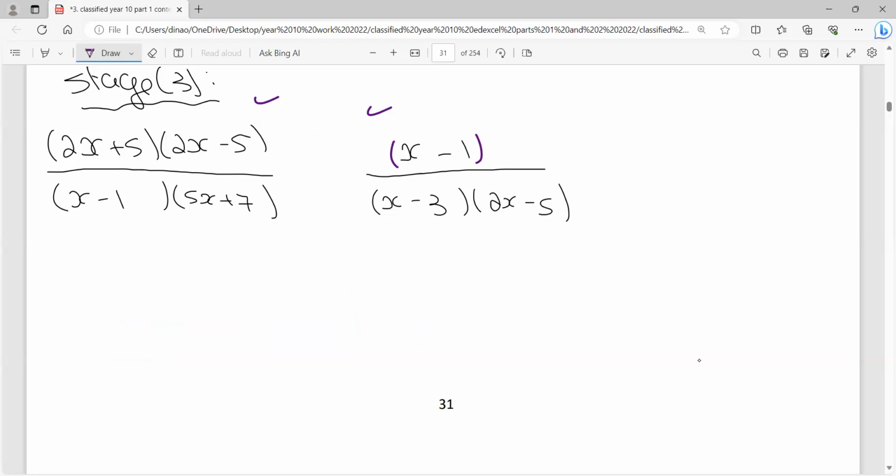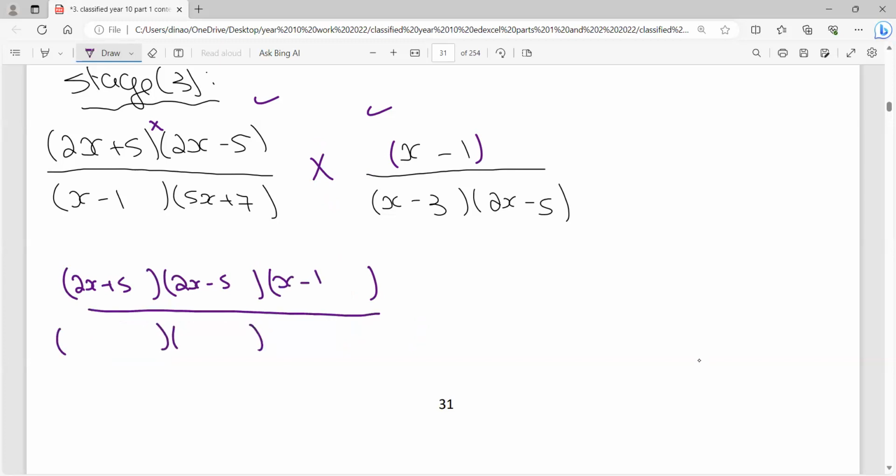Bottom line is, when you are multiplying 2 fractions, all of the items up are multiplied, and you can write them next to each other. All of the items down are multiplied. Now again, this is an extra step that you don't have to write. And here I have x minus 3 and 2x minus 5.